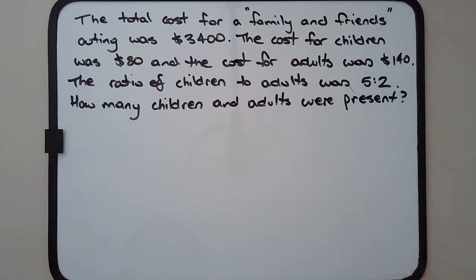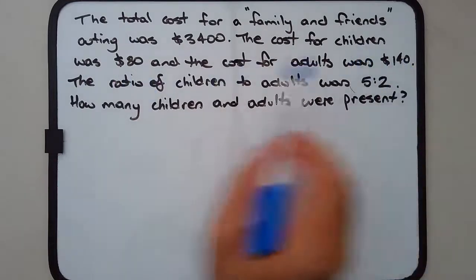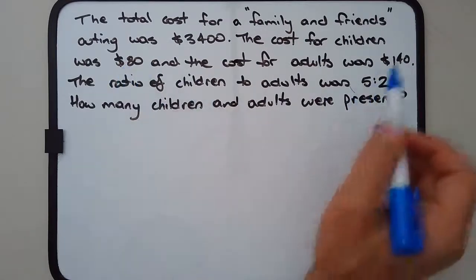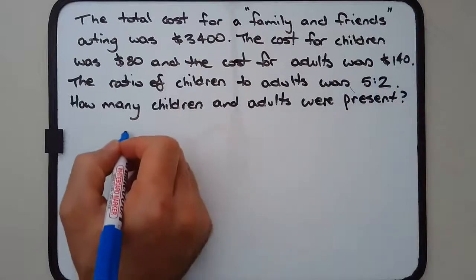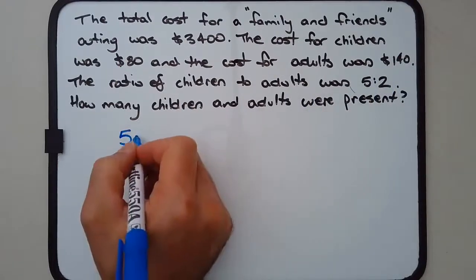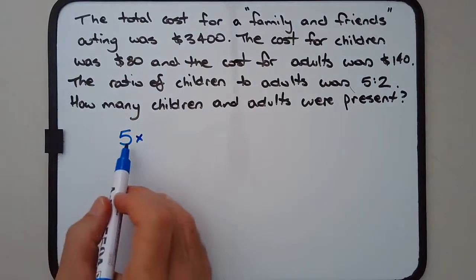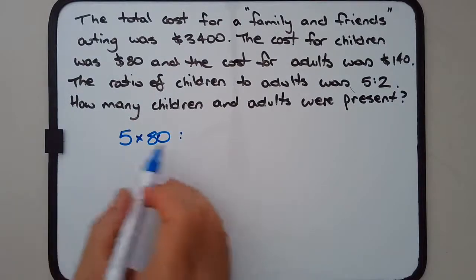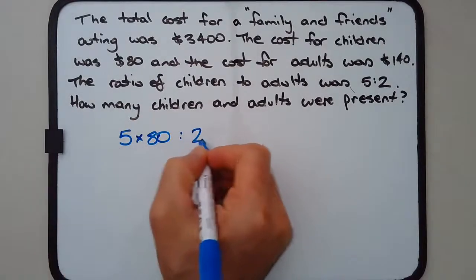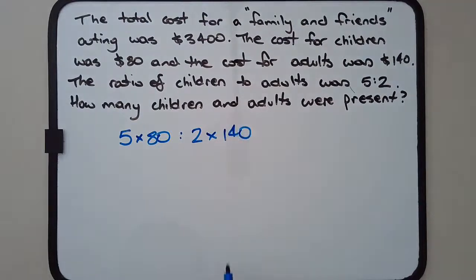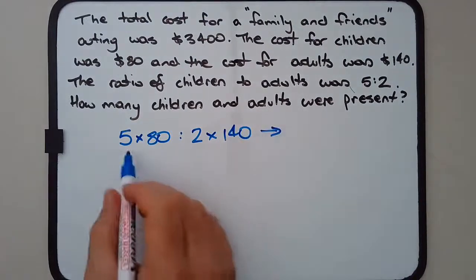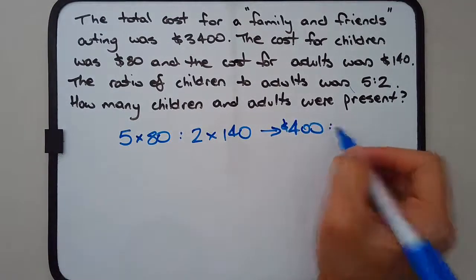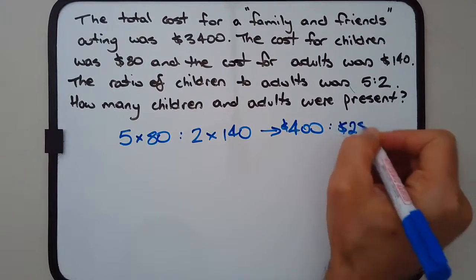Okay. Let's work with the costs for children and adults now. We know that for every 5 children there are 2 adults. Every child pays $80. Every adult pays $140. So using the ratio, let's work out the ratio of the costs. It's going to be the ratio of 5 times $80 to 2 times $140. So this is the ratio, in dollars, 400 to $280.